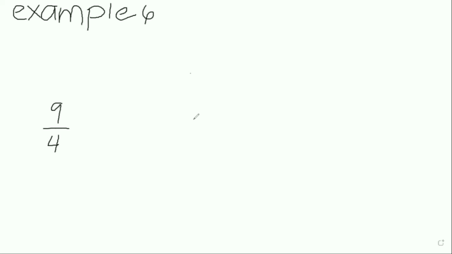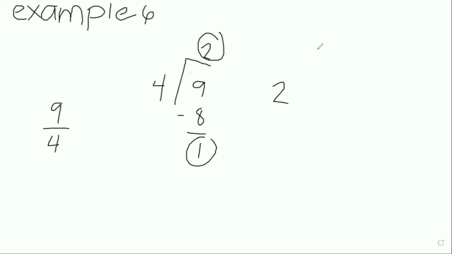Our next example is an improper fraction, which is 9/4. In simplifying an improper fraction, we have to convert it to a mixed number. So let's divide 9 by 4. 9 divided by 4 is 2, and then 2 times 4 is 8. 9 minus 8 is 1. So this quotient will be our whole number. The remainder is the new numerator. And then just copy the denominator. So the lowest term of 9/4 is 2 and 1/4.